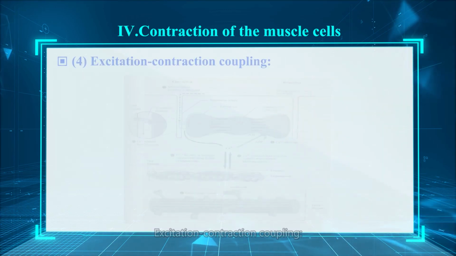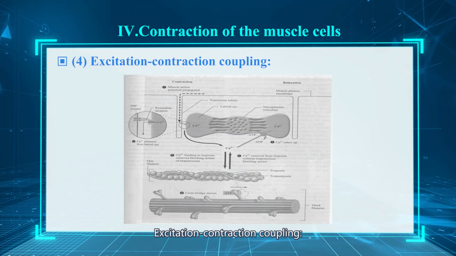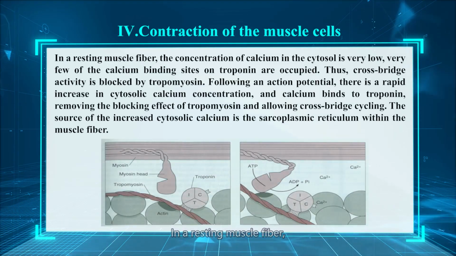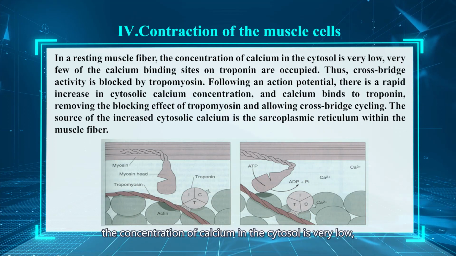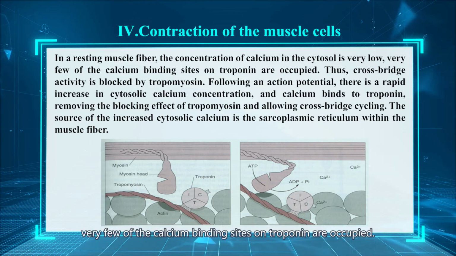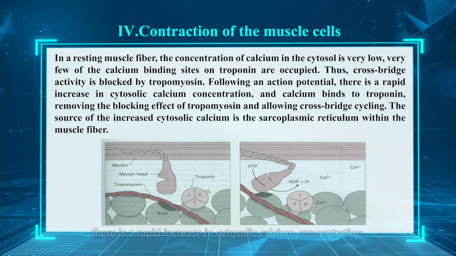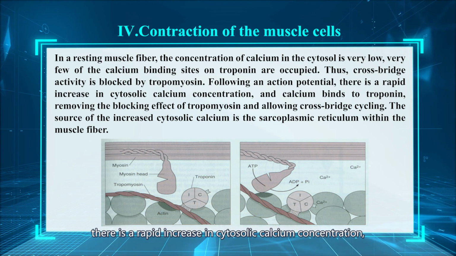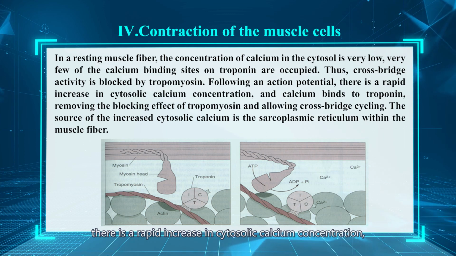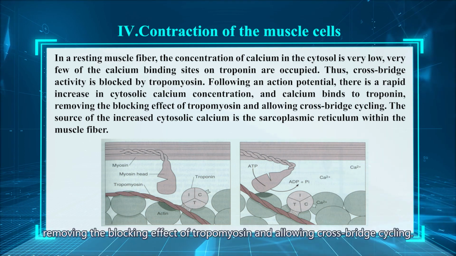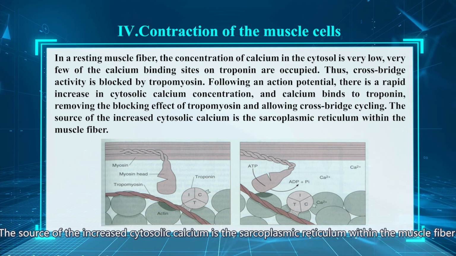Excitation-contraction coupling. In a resting muscle fiber, the concentration of calcium in the cytosol is very low. Very few of the calcium binding sites on troponin are occupied. Thus, cross-bridge activity is blocked by tropomyosin. Following an action potential, there is a rapid increase in cytosolic calcium concentration and calcium binding to troponin, removing the blocking effects of tropomyosin and allowing cross-bridge cycling.